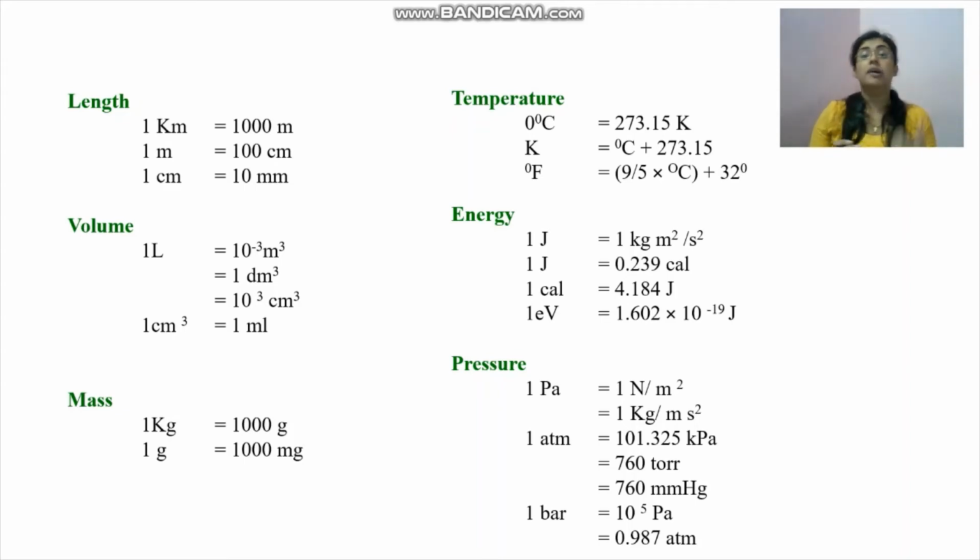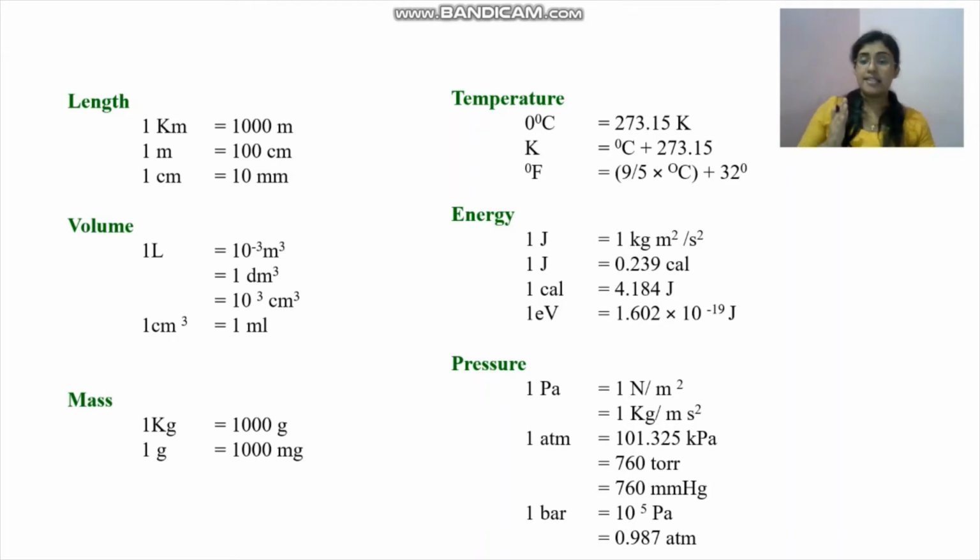And last, we have the pressure conversions. Pressure can be in pascals, atmosphere, bar, then in torr, then millimeters of Hg, mercury. So we have different conversions. First thing is Pascal. Pascal is Newton per meter square. 1 Pascal is 1 Newton per meter square, or in terms of kilogram, meter and second, I can write it as 1 kg per meter second square.